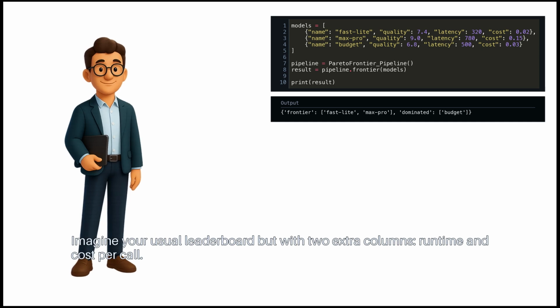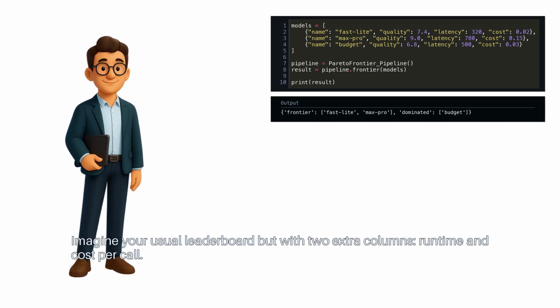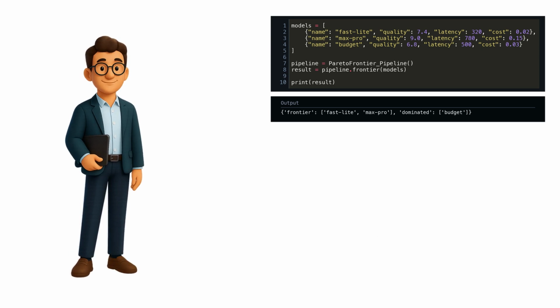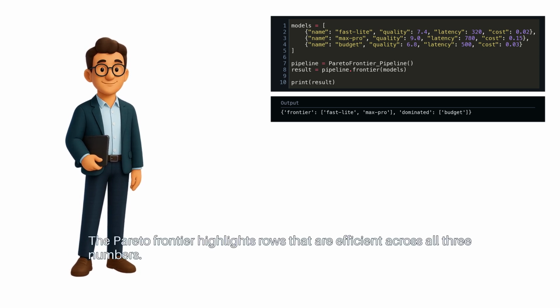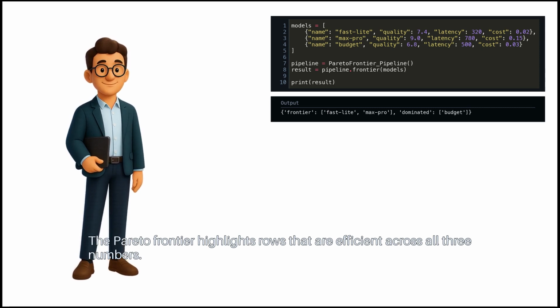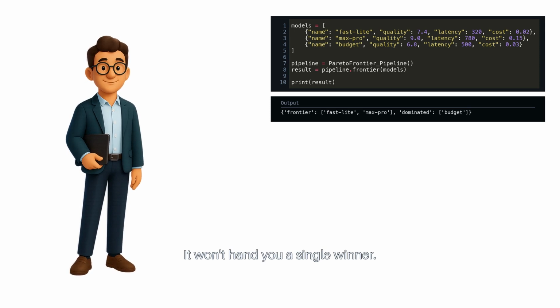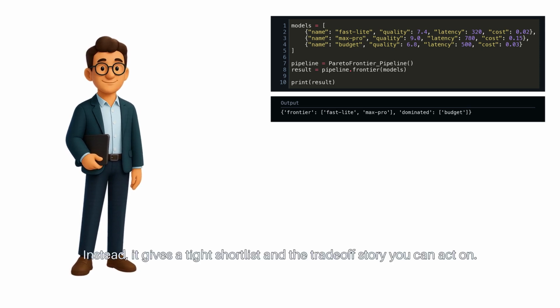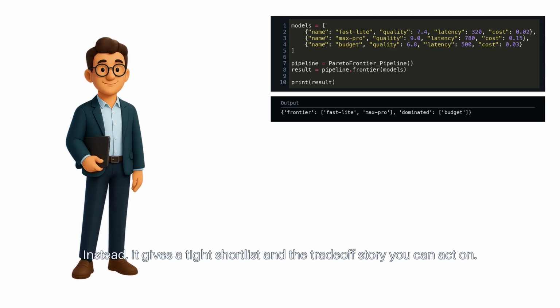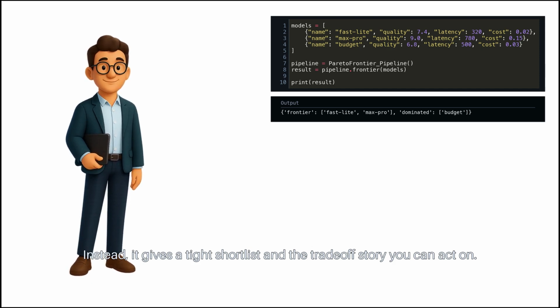Imagine your usual leaderboard, but with two extra columns: runtime and cost per call. The Pareto frontier highlights rows that are efficient across all three numbers. It won't hand you a single winner. Instead, it gives a tight shortlist and the trade-off story you can act on.